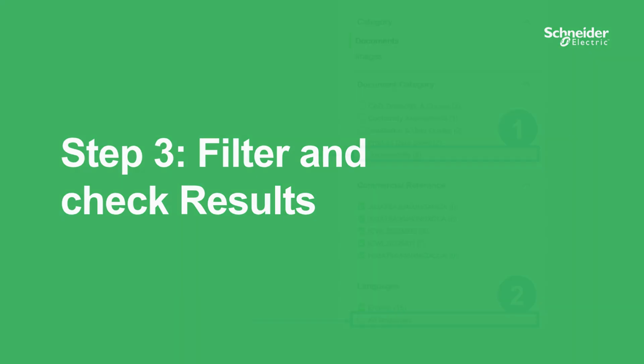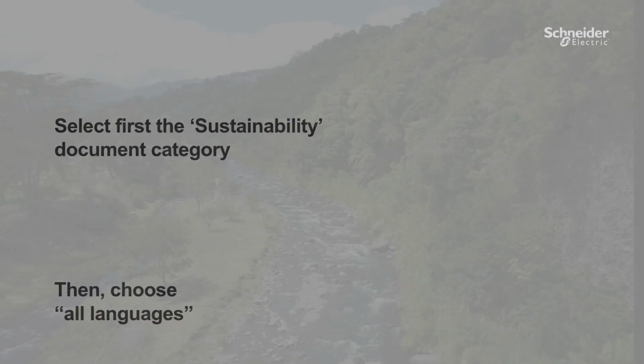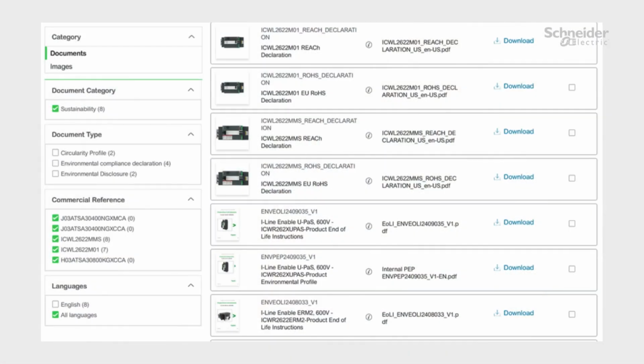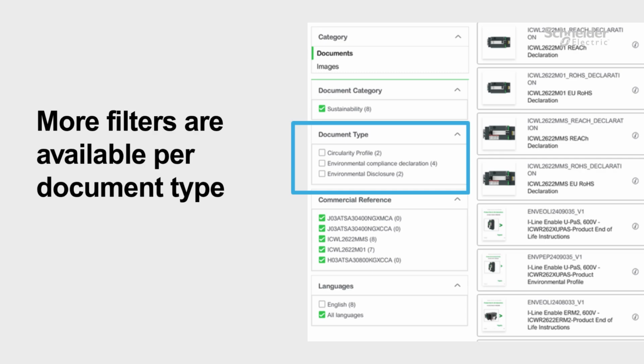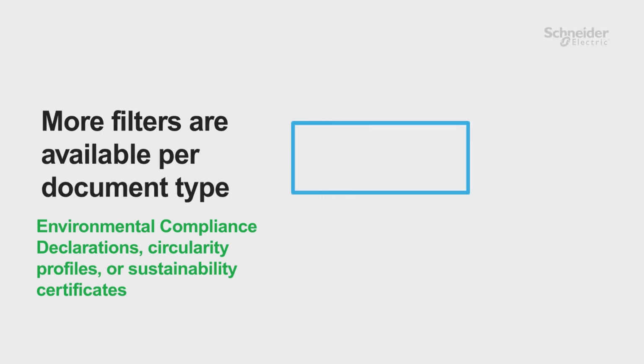Step 3. Filter and check results first. Select the Sustainability Document category. Then choose All Languages to ensure you see all available documents. Now all sustainability declarations are displayed. More filters are available per document type, such as environmental compliance declarations, circularity profiles, or sustainability certificates if needed.